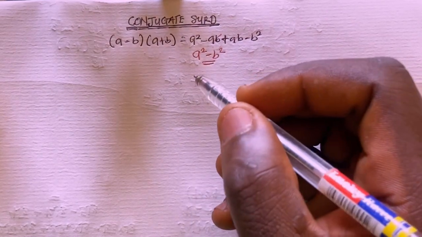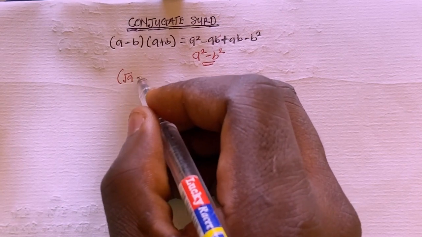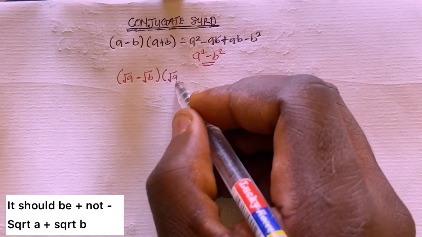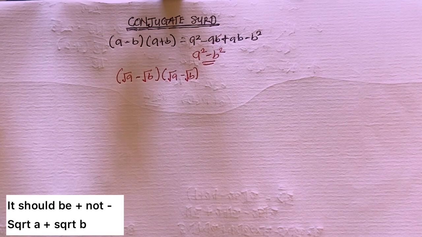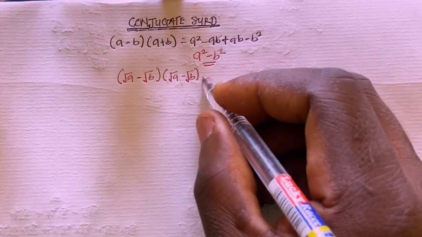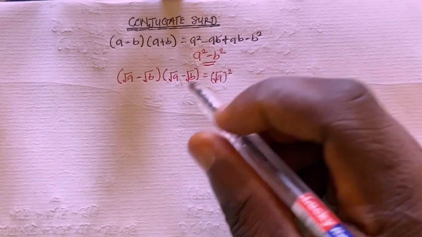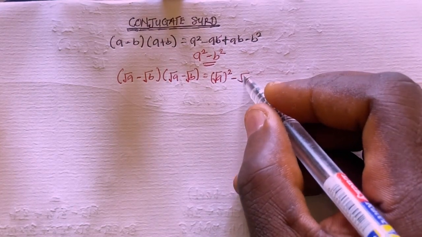Exactly. Now, similarly, let's say you are given root of a minus root of b, then into brackets, root of a plus root of b. Now, you're asked to multiply these two things together. Here, if you multiply root of a by this, it is going to give you root of a all squared, then followed by minus root of b multiplied by root of a.